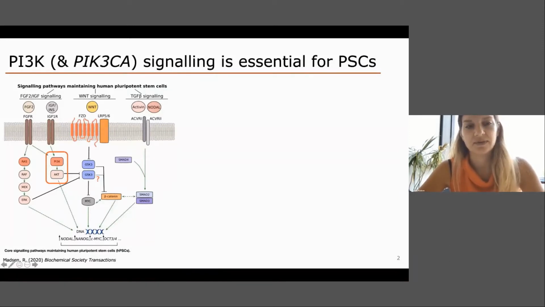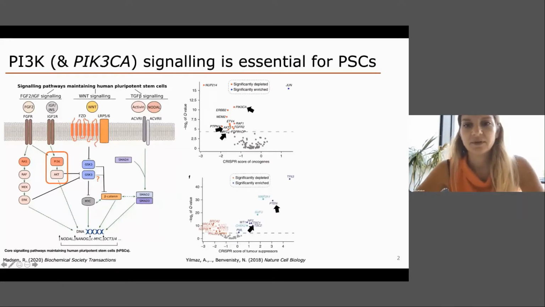essential for the survival of both human pluripotent stem cells and mouse pluripotent stem cells. And quite nicely, a few years ago, actually fairly recently, it was shown that the PI3 kinase pathway is essential for survival of iPSCs by means of a CRISPR screening in haploid human pluripotent stem cells. So if you knock out components of the pathway that lead to its activation, you get decreased survival in the stem cells. And if you knock out components that are negative regulators of the pathway, you get increased survival.